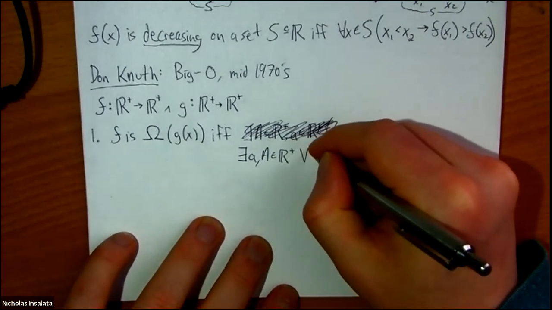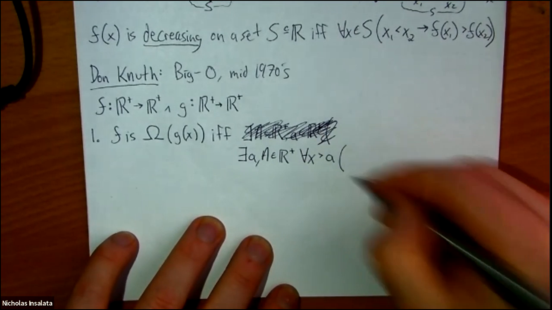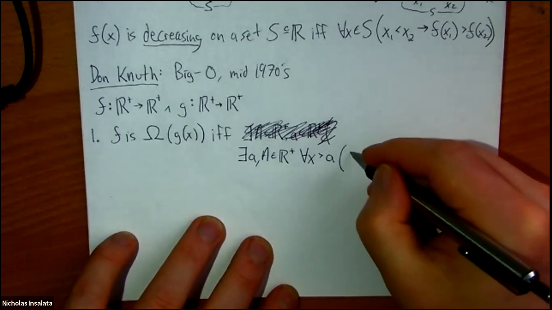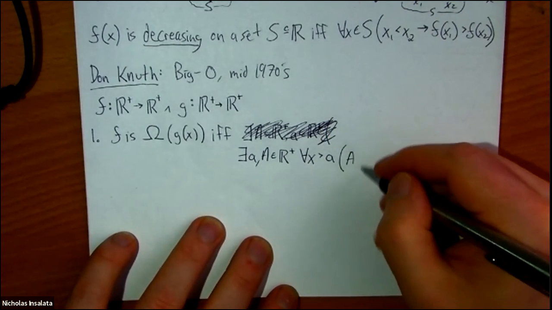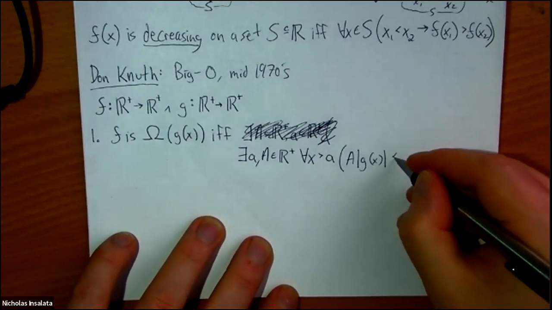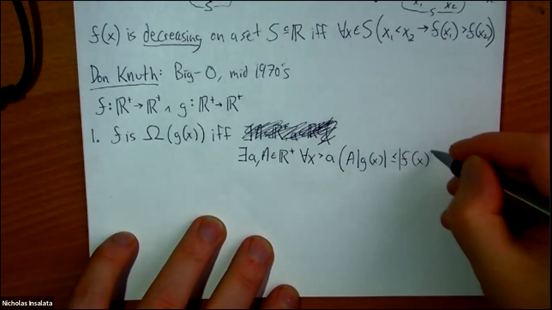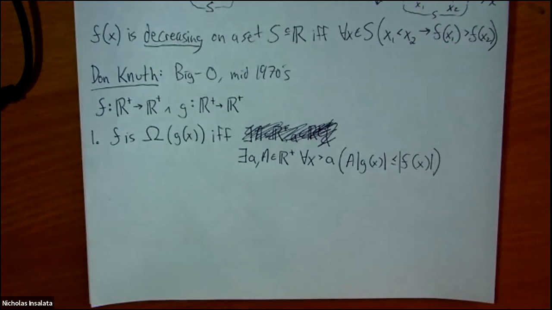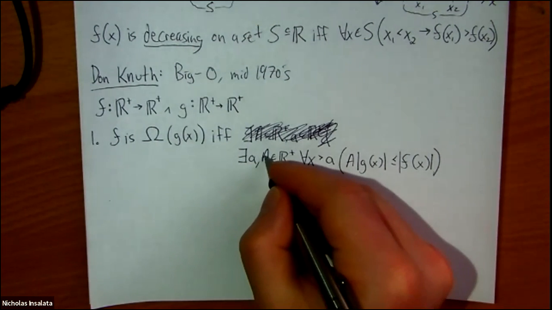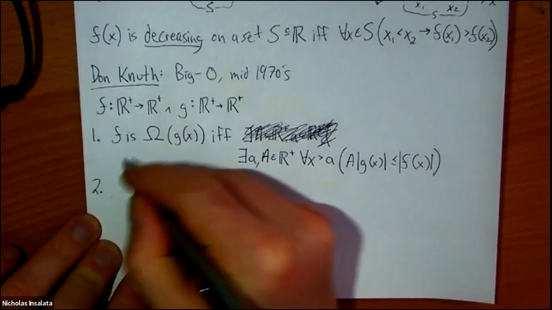So for all x greater than little a, there we go, A times the absolute value of g of x is less than or equal to the absolute value of f of x. There we go. Perfect. Okay. I guess I should just do the rest of them, and then we'll discuss. So let me just finish writing these out, and then we'll talk about it.